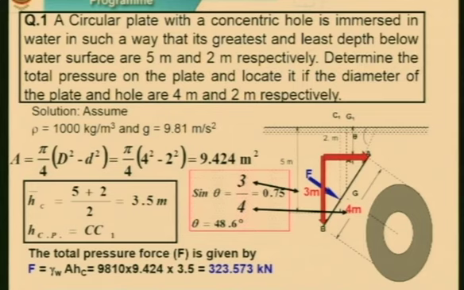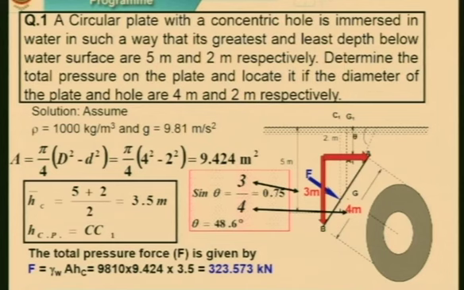So we start the problem very carefully. For a hollow plate like this, the density of water is given as 1000 kg per meter cube. The G value we are going to take is 9.81 and the area of the plate, which is a hollow circular plate, will be pi by 4 capital D square minus pi by 4 small d square.